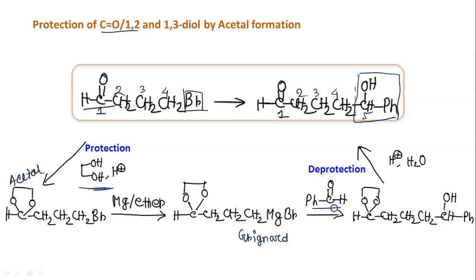And we are using benzaldehyde, PhCHO. This type of attack will take place because there is partial negative charge, this is partial positive charge, and O minus. So this is also actually addition to carbonyl, and it will be discussed, that is Grignard reagent, how it attacks aldehydes or ketones. It will be discussed in a separate video.